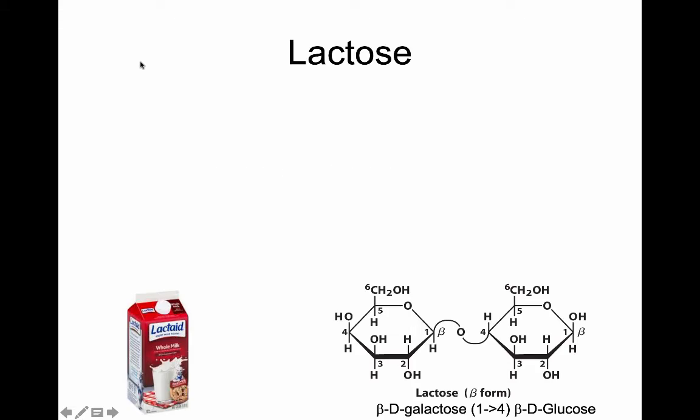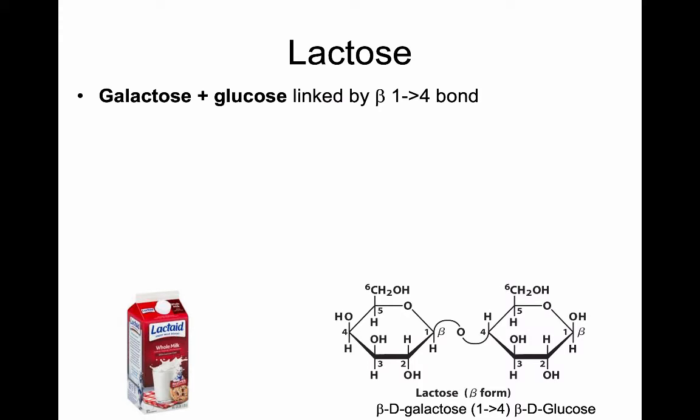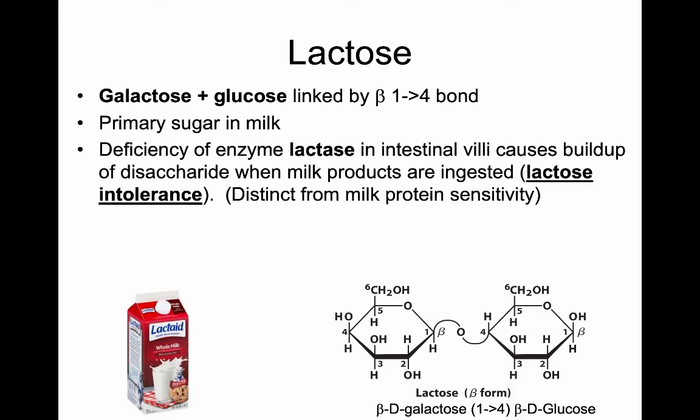The first is lactose, which I'm sure most of you have heard of because this is the sugar that's found in milk. It is galactose monomers and glucose monomers that are linked by a beta 1,4 bond. So it's the first carbon of galactose attached to the fourth carbon of glucose. Again, this is the sugar that's primarily found in milk.